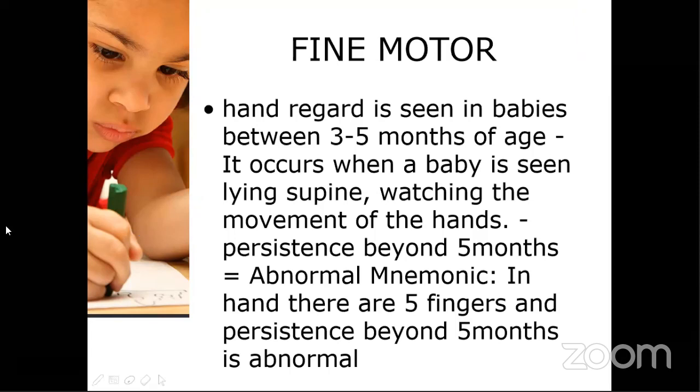Hand regard is seen in babies between 3 to 5 months of age. It occurs when the baby is lying supine, watching the movement of the hands. It will be persistent beyond 5 months also. So, how to remember this one? See, abnormal mnemonic: in hands there are 5 fingers, and persistence beyond the 5 months is abnormal.